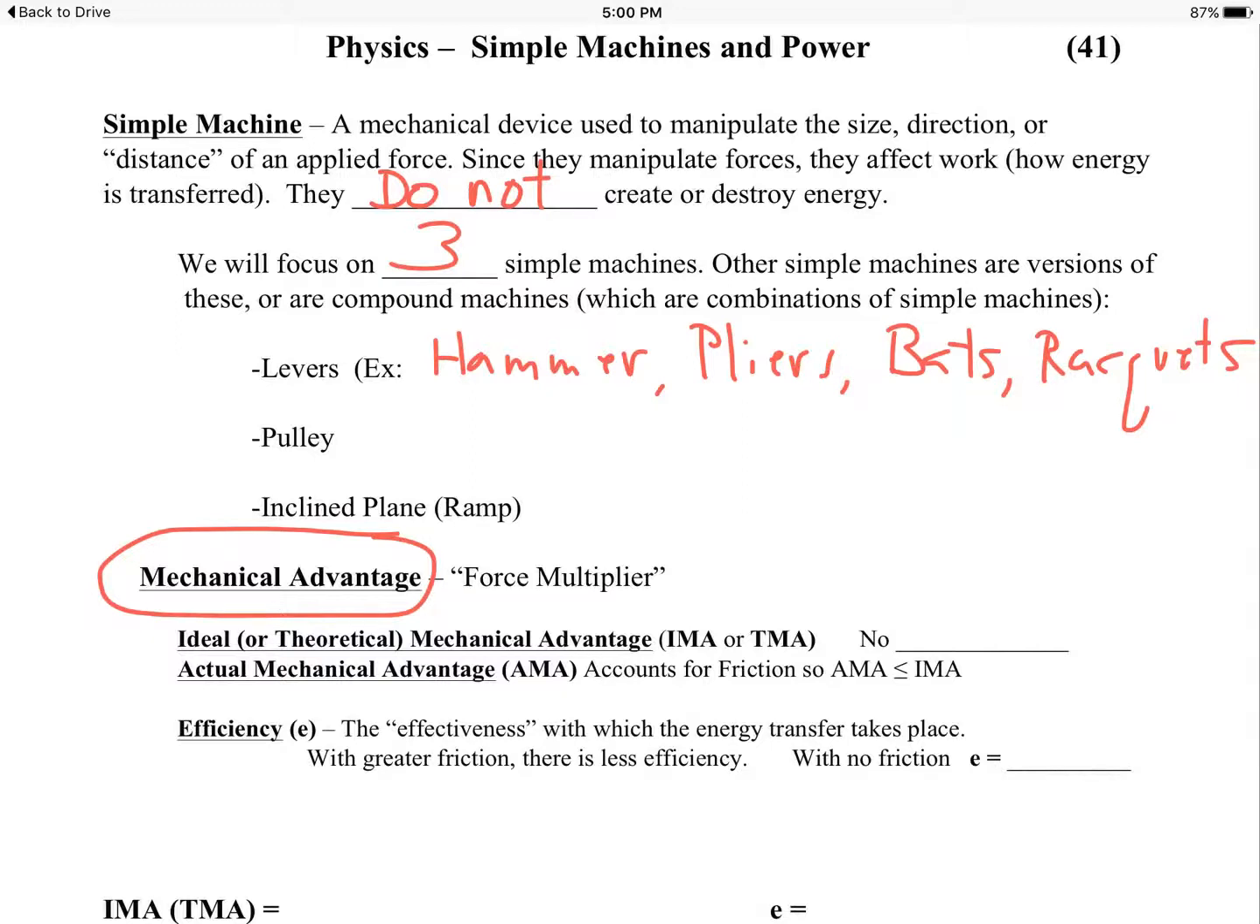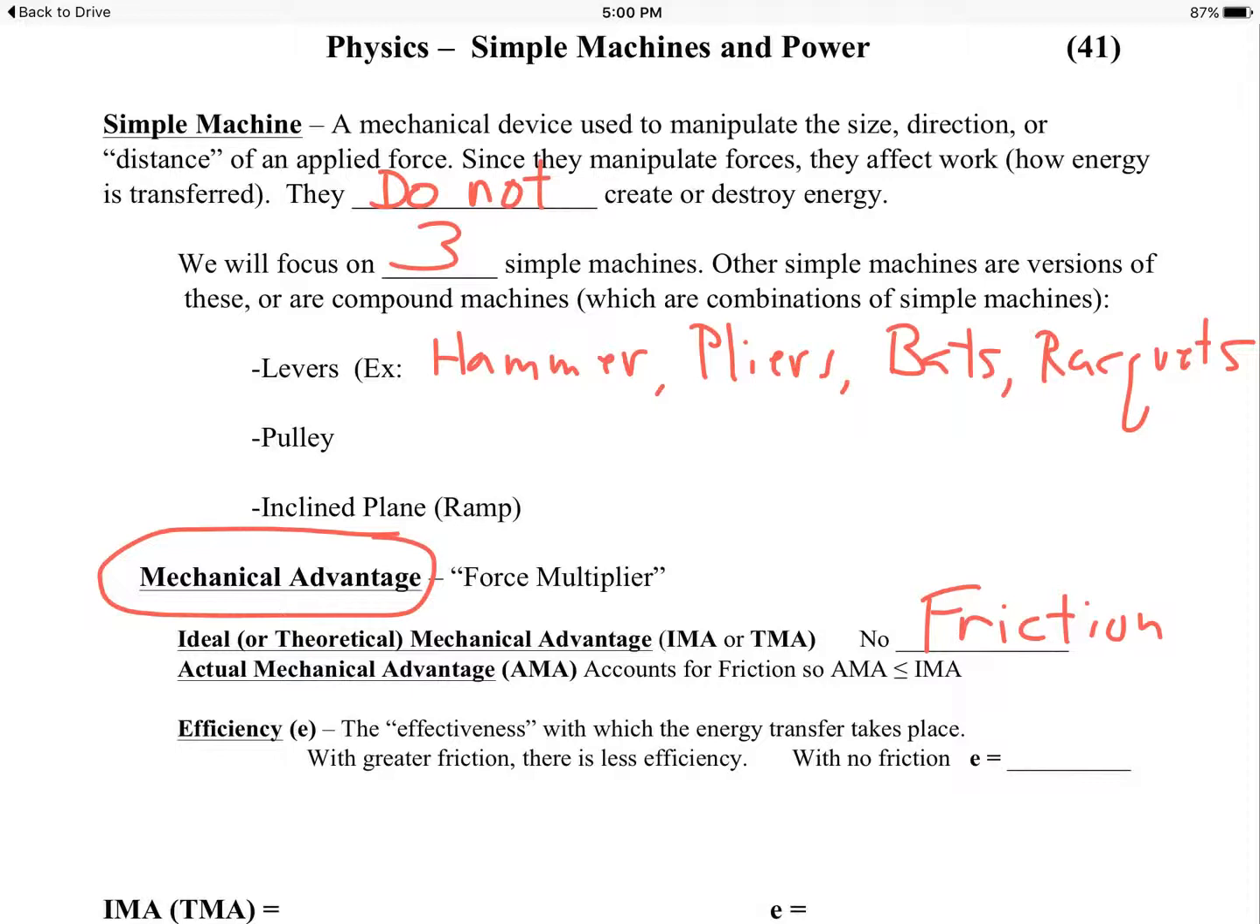There is the ideal or theoretical mechanical advantage, which we will call IMA or TMA. These will reference the situation where we have no friction. Then we have the actual mechanical advantage, the AMA, which accounts for friction. The AMA will always be less than or equal to the IMA. When there's no friction, the AMA equals the IMA.